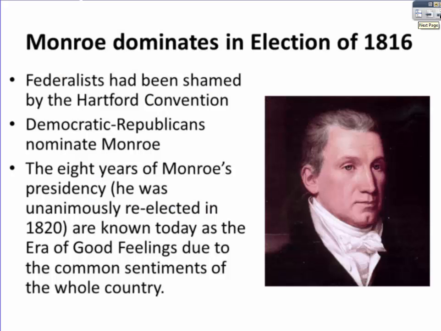After the war, the Federalists had been absolutely embarrassed by the fact that they had held the Hartford Convention and threatened secession over the War of 1812. The Democratic Republicans dominated the election of 1816. James Monroe was unanimously reelected in 1820. There is a period of Monroe's presidency that is known as the era of good feelings because there's really common sentiments throughout the whole country. Everyone is pretty much on the same page. There's not a lot of disagreement going on in this time period.